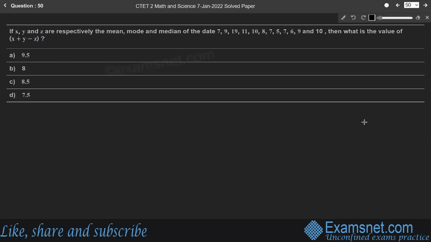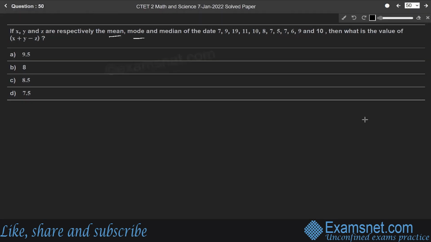Question 50. If x, y and z are respectively the mean, mode and median of the data 7, 9, 19, 11, 10, 8, 7, 5, 7, 6, 9 and 10, then what is the value of x plus y minus z? So let us write the given data in ascending or descending order.